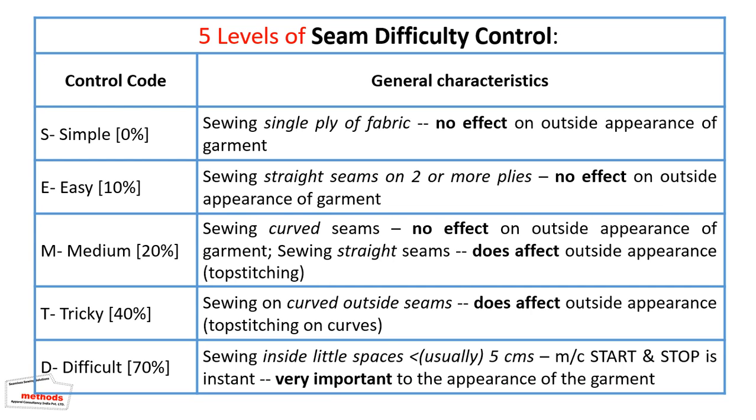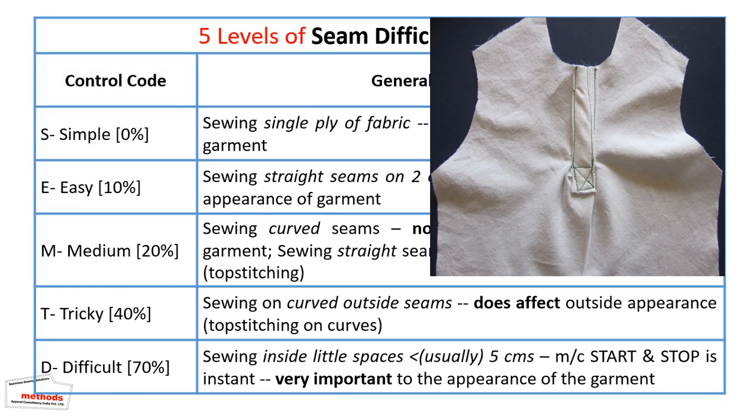The last level is difficult level, which is denoted by a capital D and is used when sewing inside little spaces which are usually less than 5 centimeters. Here, the machine start and stop is very instant, and this stitch can be very important to the appearance of the garment. Example could be fitting labels in small appliques or placket top stitch like this. Moving on to the accuracy levels.